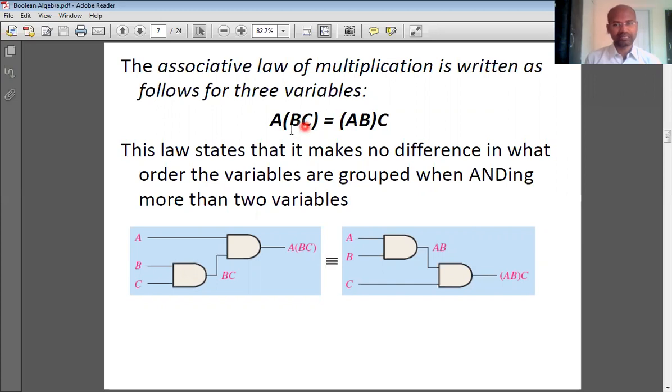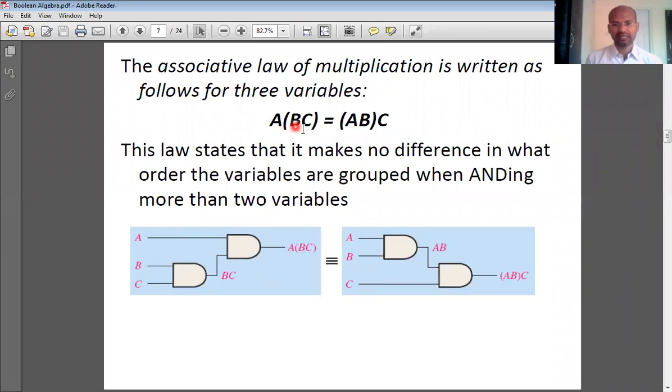Now in that case, what we can do is, you can AND B with C, take that result, and that result with A is same as AND A and B first, take that result, and with C. In both the cases, our answer will not change. So what this law states is that it doesn't matter in which order you AND the variables, the result remains same. Here, this logical circuit describes this mathematical expression A, B, C.